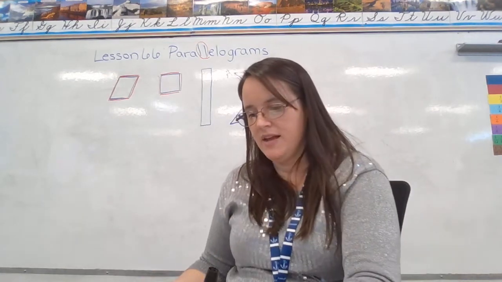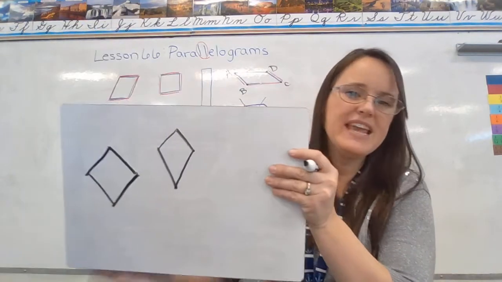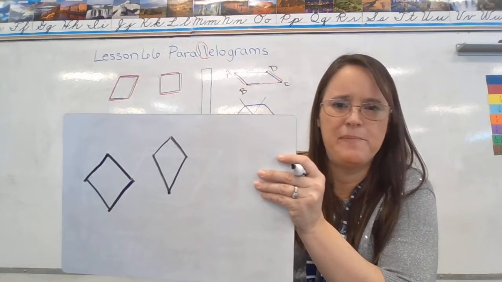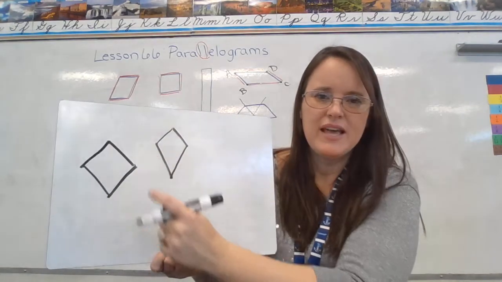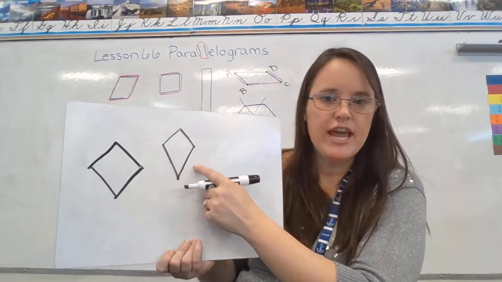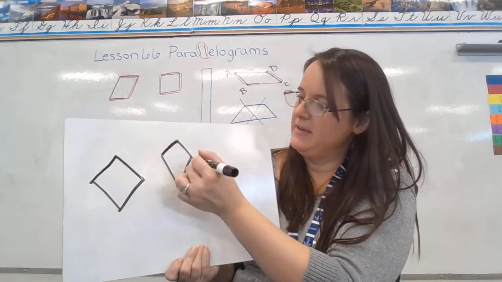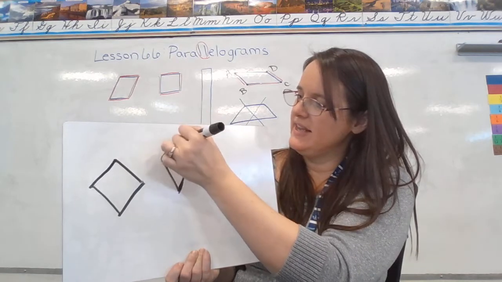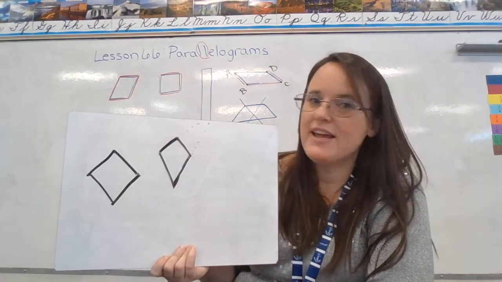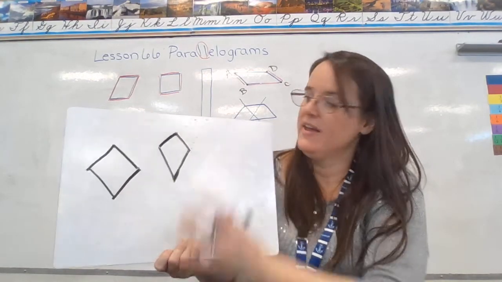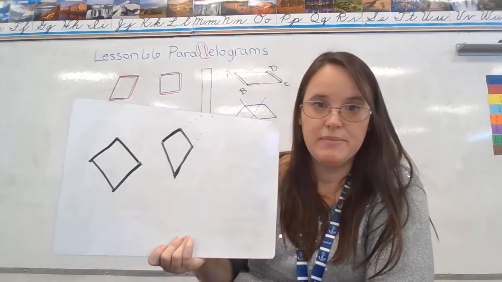The next one we would call a kite shape. Is this a parallelogram? It looks close, but let me tell you, a kite shape, these sides are not quite parallel, because if I would continue this and continue this, they're going to meet up here. So that tells me they are not the same distance away for the whole length of them. Kite shapes are not parallelograms.